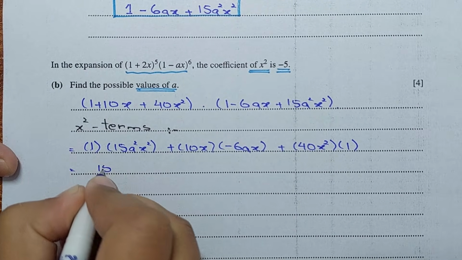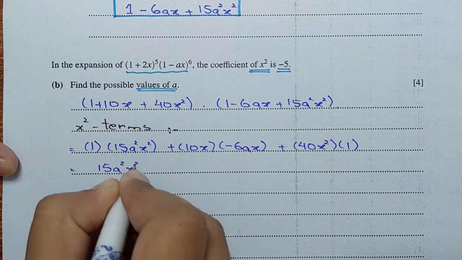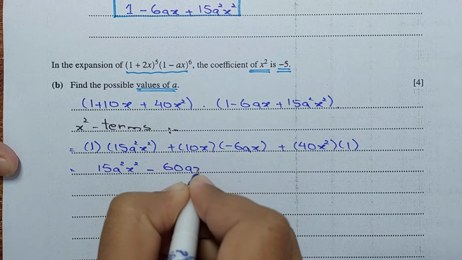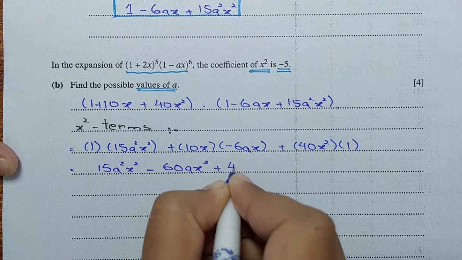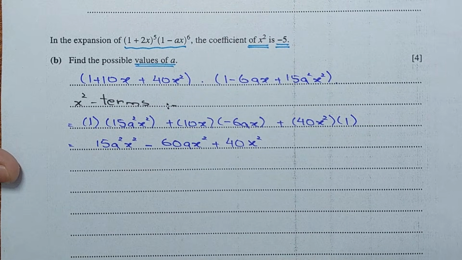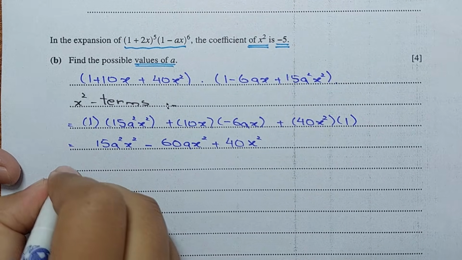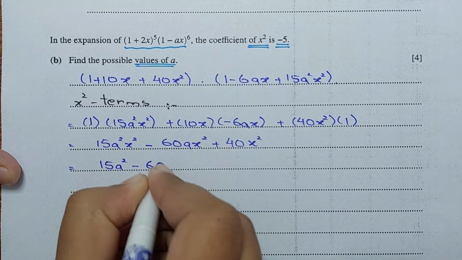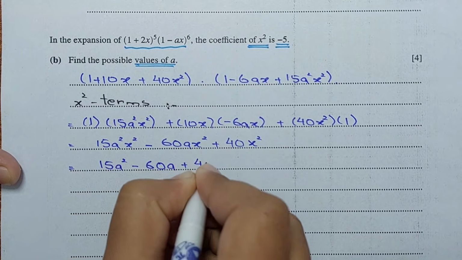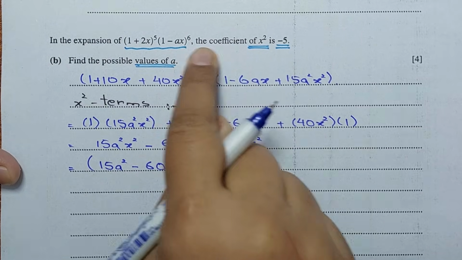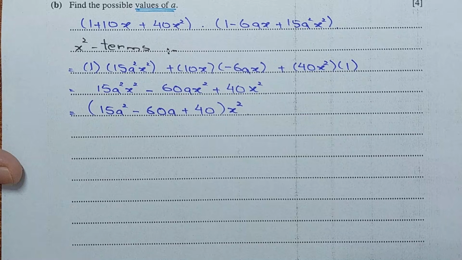So here we have 15a square x square. 10 times 6 would be 60a x square plus 40 x square. All right. Now we have to pick the coefficient of x square: 15a square minus 60a plus 40. These are the coefficients of x square, right? This coefficient of x square is negative 5.